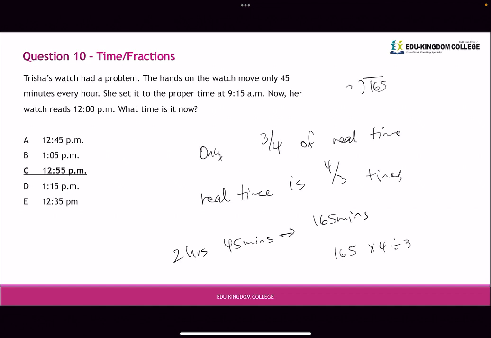Sorry, I'm running out of room a bit. This is bad laying out, but bear with me. Is 55, and then multiply it by 4 equals 220, which equals 3 hours and 40 minutes. So 9:15 plus 3 hours is 12:15, plus 40 minutes is 12:55. Remember, it's PM, okay, because it's past noon now.